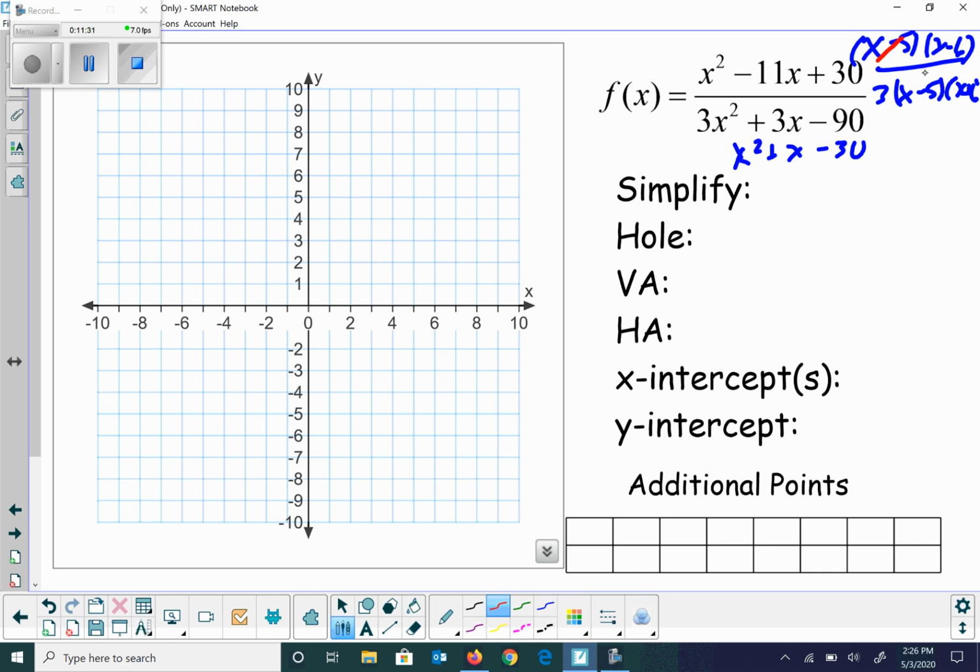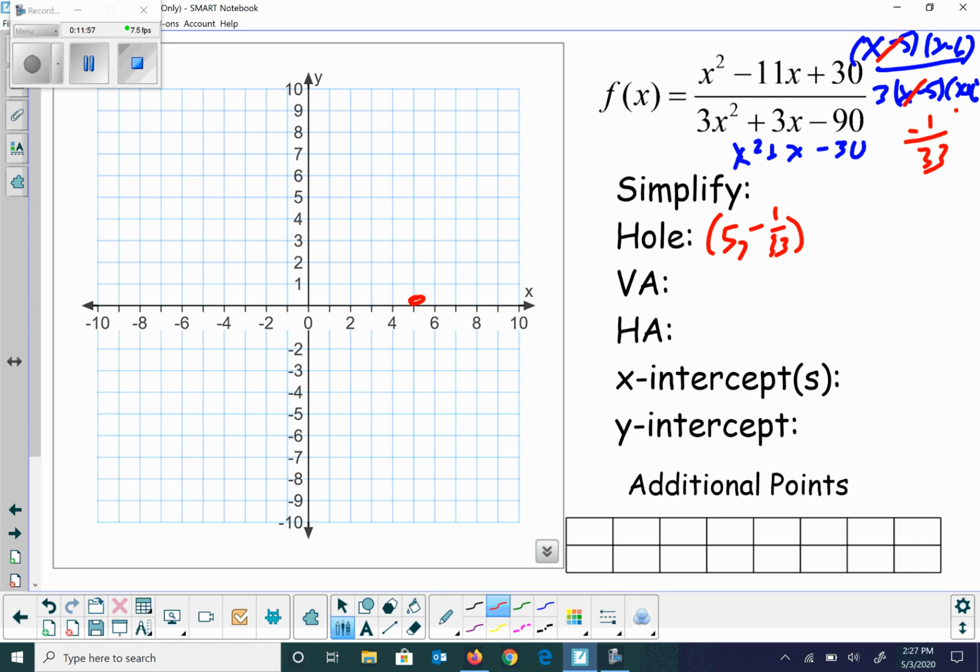The x minus 5's cancel out, so at 5 comma something, take the 5, plug it in. 5 minus 6 is -1. 5 plus 6 is 11. 11 times 3 is 33. So 5, -1, 33rd. So that's really close to the x-axis. So got my hole right there.